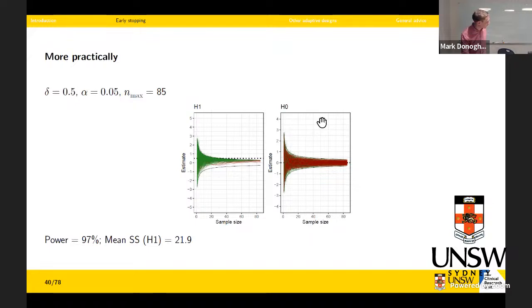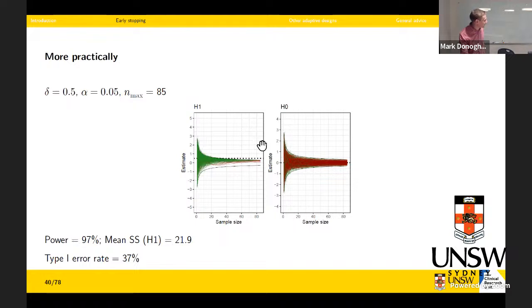So on the left-hand side, we've actually got 97% power. So 97% of our studies are finding a significant difference. And the average sample size is actually about 22. So we found a bit of a cheat code here, right? A statistician said you have 90% power with 85 samples. We've actually bumped that up to 97%, and we've bumped the average sample size down from 85 to 22. So that's pretty good. But there's no such thing as a free lunch.